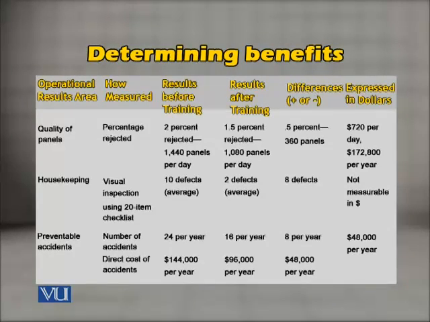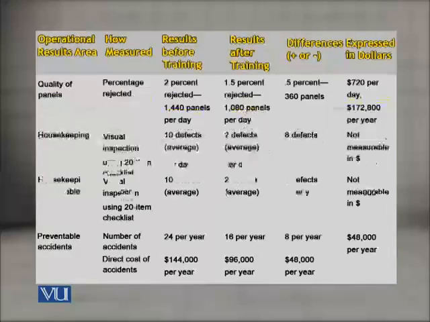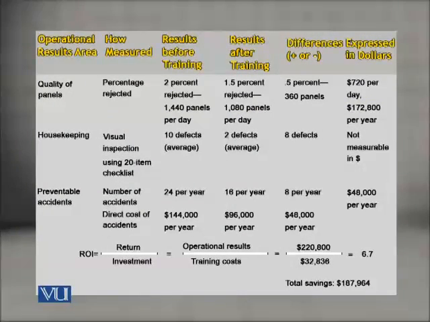So because of the training, they were able to save $48,000 per year. So $48,000 saved per year because of preventable accidents, and $172,800 saved because of quality of panels. That comes to a total of $220,800 per year. So in order to calculate return on investment, you will divide return with investment.